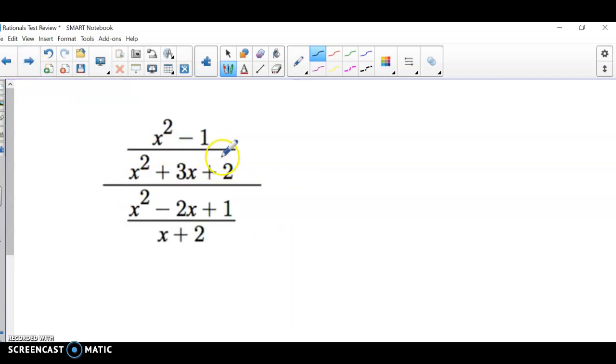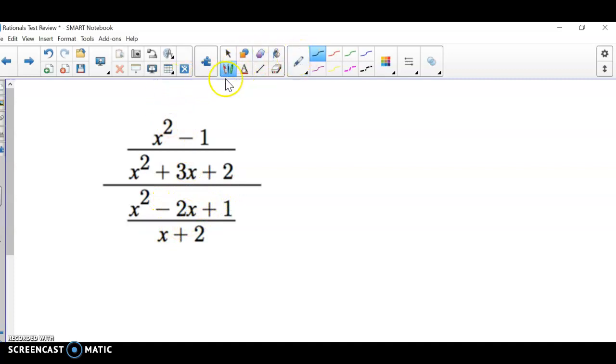Okay, more complex fractions. Yay. Okay, this one is one from a little bit more of like last week. This one is an x squared minus 1 over x squared plus 3x plus 2. And this big fraction thing, this just means it's divided by the one on the bottom. So it's divided by x squared minus 2x plus 1 over x plus 2.